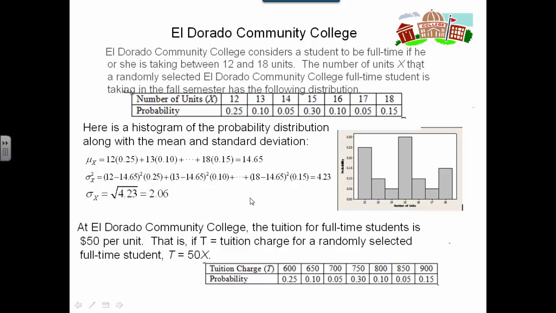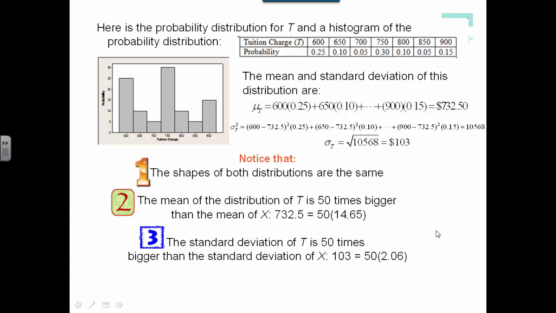Here's another example. El Dorado Community College considers a student to be full-time if he or she is taking 12 to 18 units. The number of units a randomly selected college student is taking has the following distribution. Here's a histogram of the probability distribution along with the mean and standard deviation. So our mean is 14.65, standard deviation 2.06. Tuition is $50 per unit. So here's the tuition charge versus the probabilities. Here's a probability histogram of that distribution.